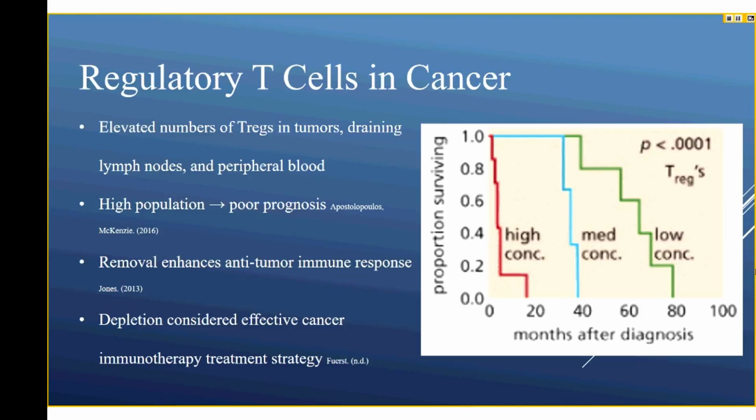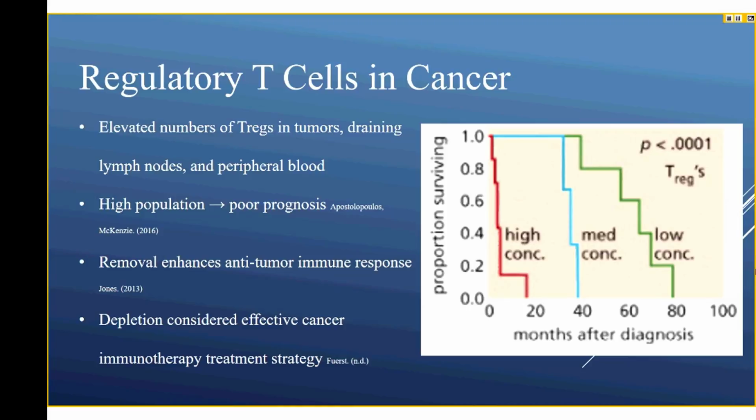As you can see here, the x-axis is months since diagnosis and the y-axis is proportion surviving. The lines correspond to the concentration of regulatory T cells present in that cancer patient. The red line signifies a high concentration of regulatory T cells. And obviously, there's a drastic, almost immediate drop-off of the population. Unfortunately, significant amounts of those cancer patients die very quickly after diagnosis, with very few surviving.